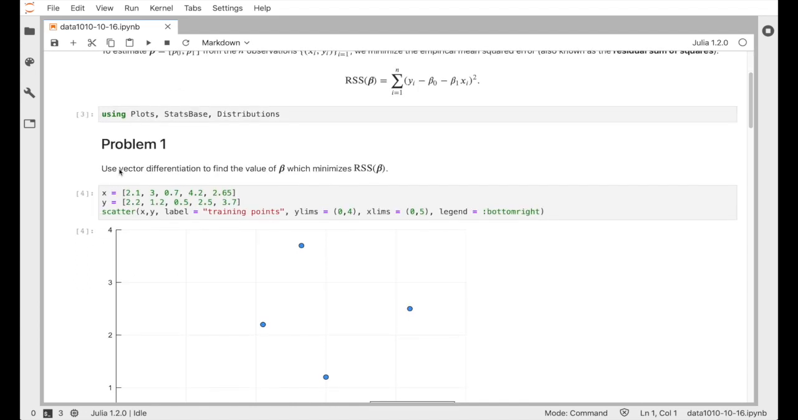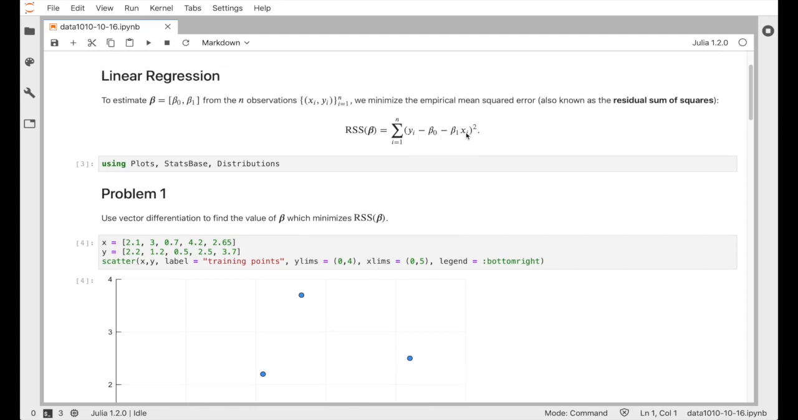So problem 1 asks us to find the beta which minimizes this expression. If you look at this expression, if you expand it out, xi and yi are concrete numbers. They're the 5 training observations we have. So we only have 2 quantities here, beta 0 and beta 1, and they're being squared. So this is a quadratic optimization problem in the beta variables.